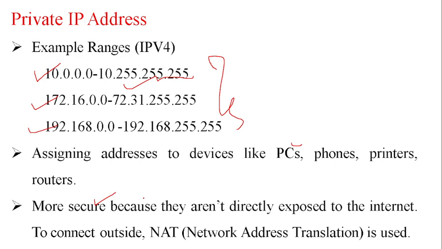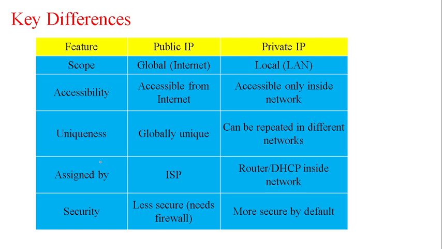If you want to connect these private addresses to the global internet, then as I told you, we need what is known as NAT, a network address translator that will map the local private address into a global public address. And these are a few key differences between public and private addresses.